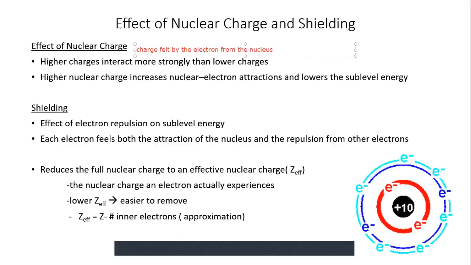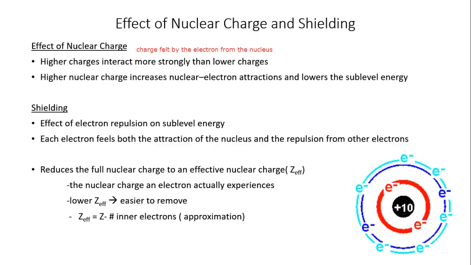And also the more electrons in that same energy level also affects the effective nuclear charge. When you have electrons competing for this charge, you get something called shielding. Shielding is based on electron repulsion of sublevel energies. So what happens is, for example, if we look at this diagram over here, what is it?